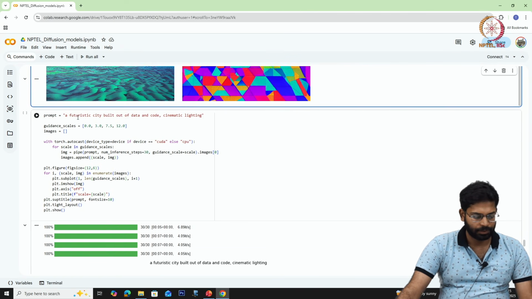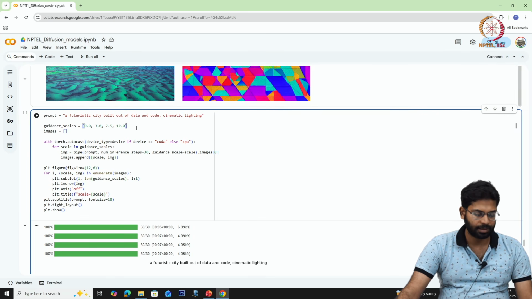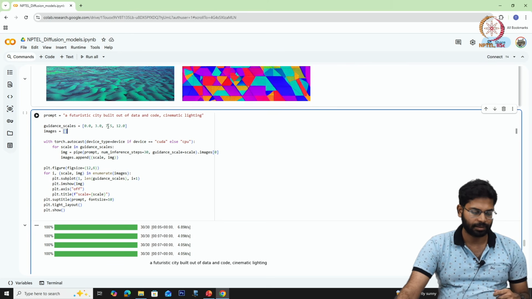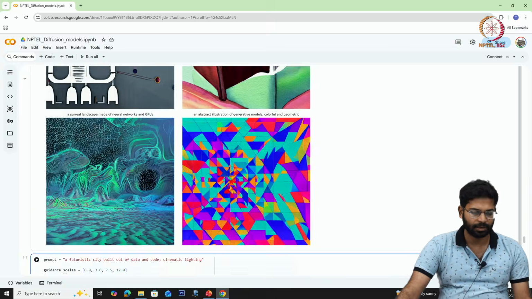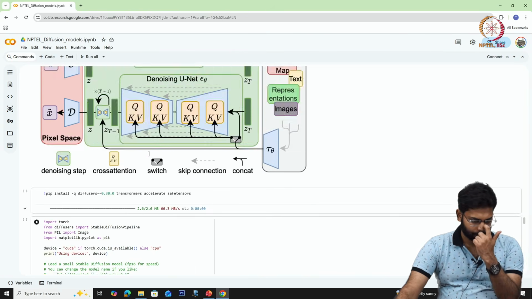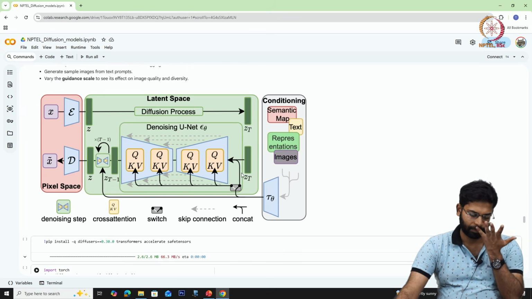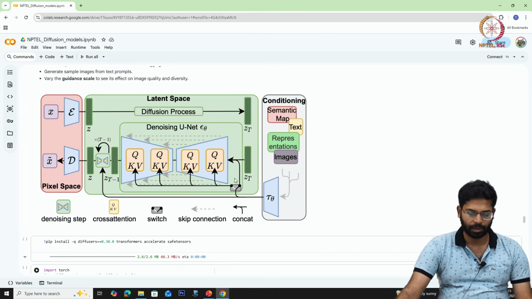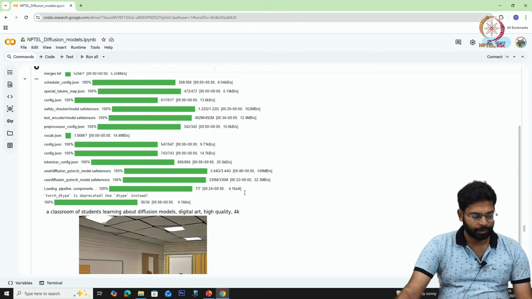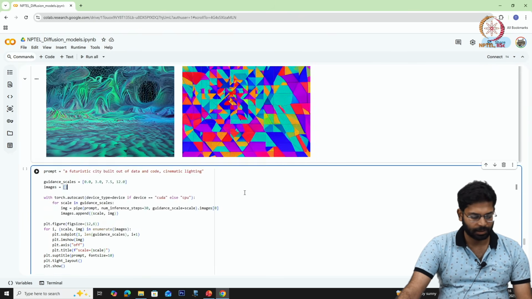Also you can call a futuristic city built out of data and code, cinematic lighting. There is this concept of guidance scales that is also included in stable diffusion, where you can change the guidance scale. What this guidance scale essentially does is control the alignment or conditioning that is happening. So if you increase the guidance, then this conditioning becomes stronger and stronger. The generated image becomes more abiding to the conditioning, right?